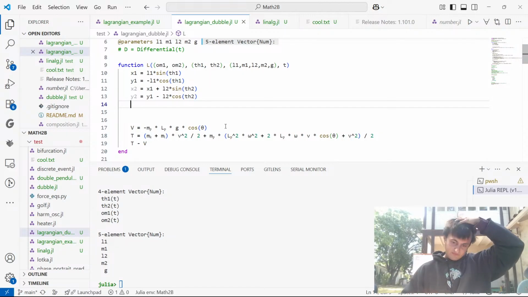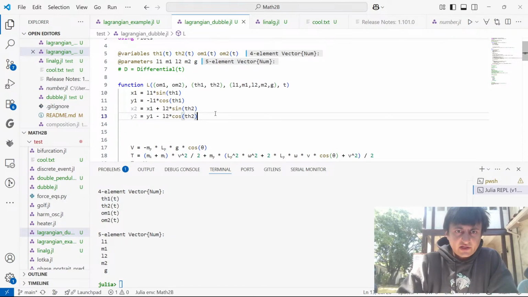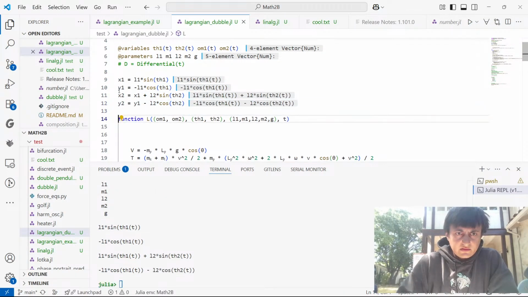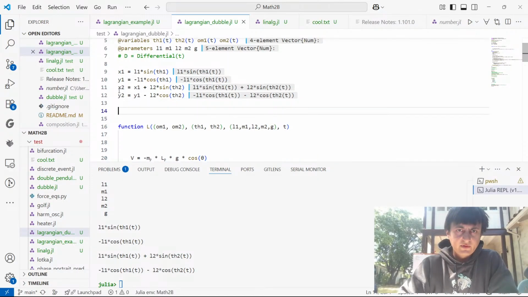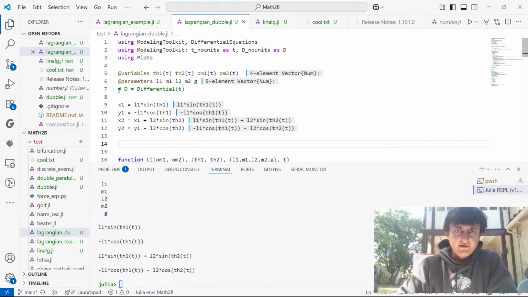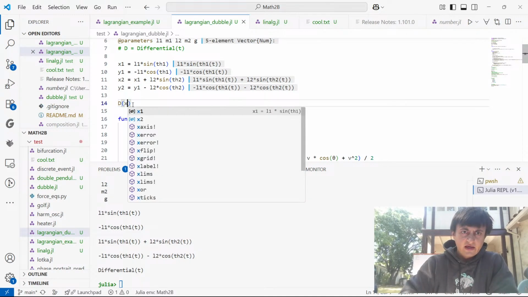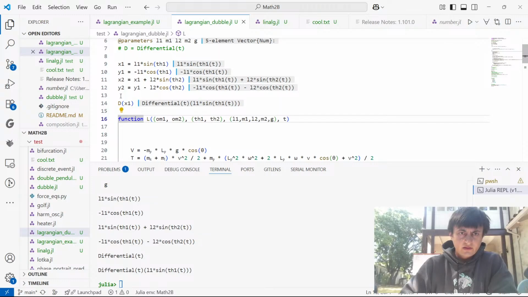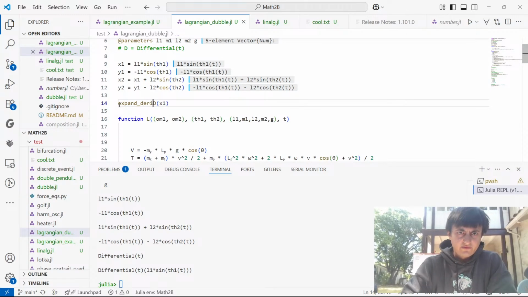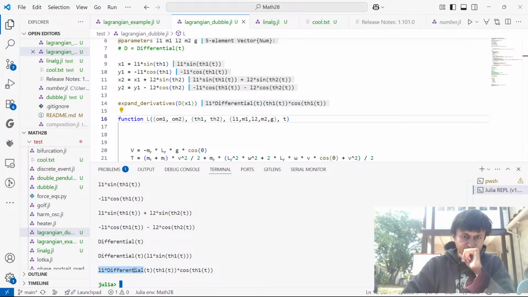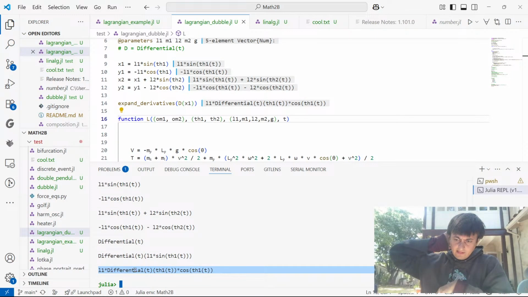Great. The next step is, you know what, if we do this out here, let's just see what we can get. What I want to do is, do we have D? If I do D of X1, and I do expand derivatives, I should get, perfect. So it does do the chain rule properly.